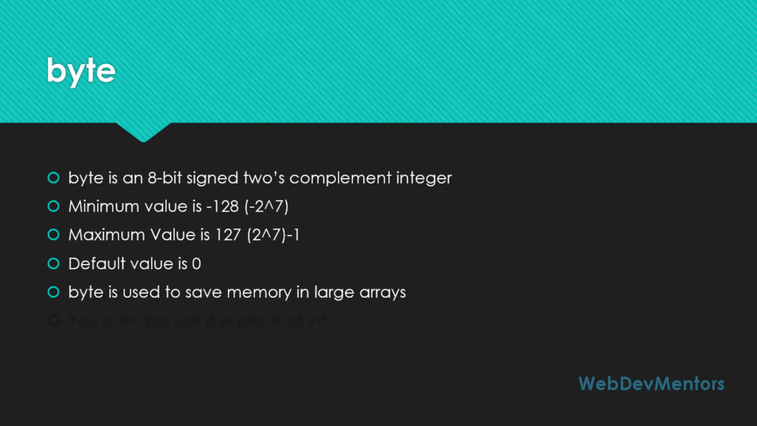So byte can be used to save memory in large arrays. If you want to store something in memory, for example an image file, you can create an array of bytes and store the image into the byte array that you created. And you can also use bytes in place of integer. So if you are sure that the integer that you want to store is within the range of minus 128 to 127, then you can use byte instead of integer. You have to make sure that the number you're going to store in the variable is not lesser than minus 128 and not greater than 127.